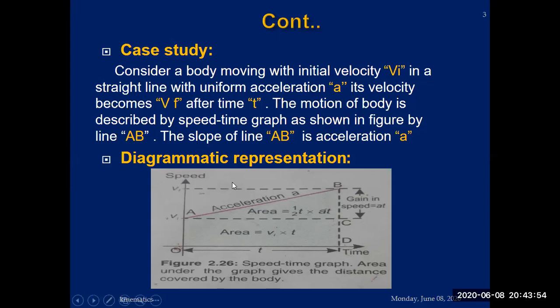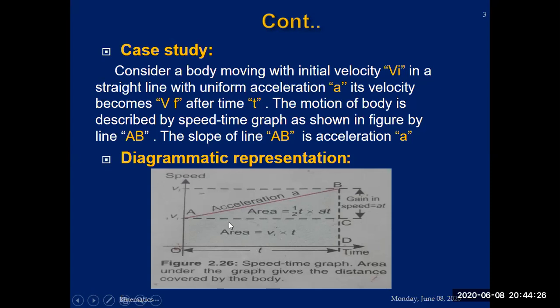And if you are asked to calculate the area covered during this time when the acceleration is uniform, this is a triangle, and the area of a triangle is calculated by 1/2 base multiplied by the height. This is the formula to calculate the area of a triangle. And this is the formula to calculate the area of a rectangle. These are the two portions which we have to remember. One is triangle, the other one is rectangle.